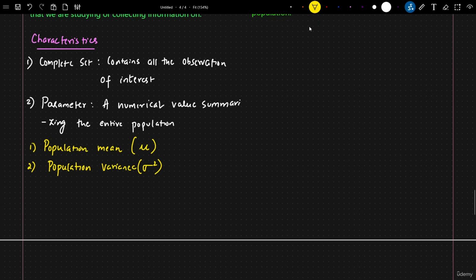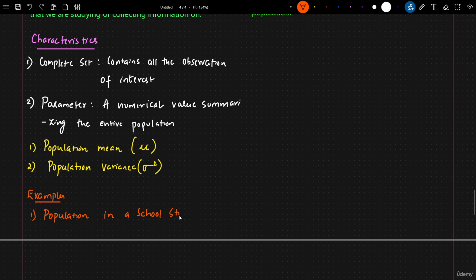Now let's go ahead and discuss some examples with respect to population data. Okay, let's consider one example. I will say, hey, population in a school study.